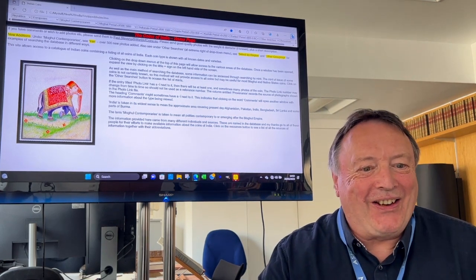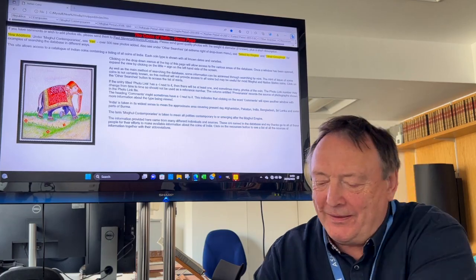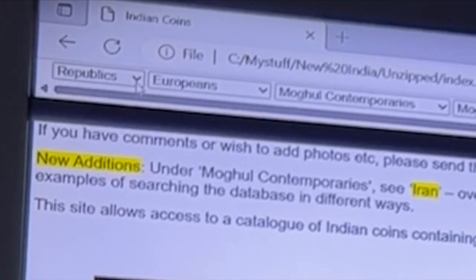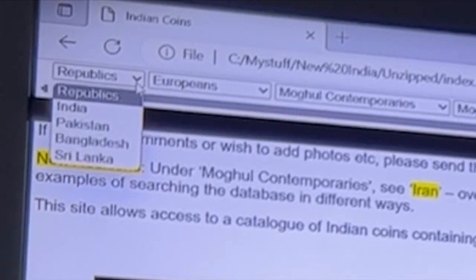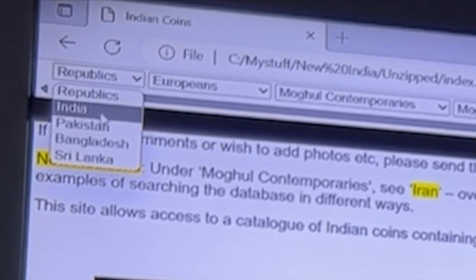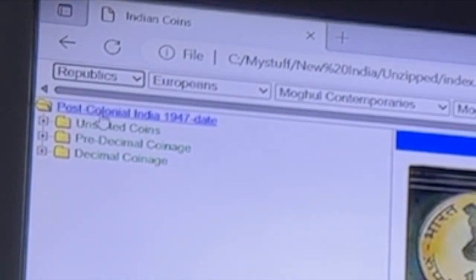Okay, so let's start. How does it work? All you do, let's start with the most modern ones. Republics, it's pretty obvious what they are. I haven't done much with Pakistan, Bangladesh and Sri Lanka. I've done a little bit with India. If you click on it, it opens it up. You can see a group called unsorted coins.